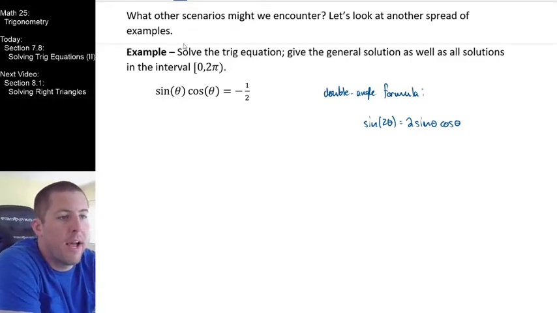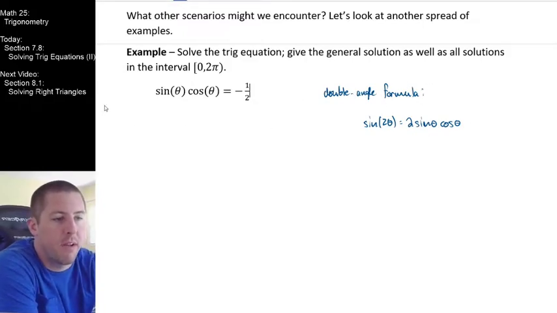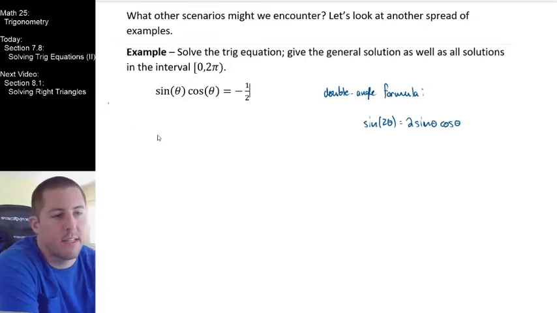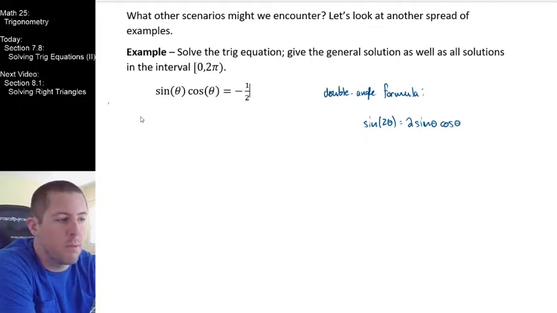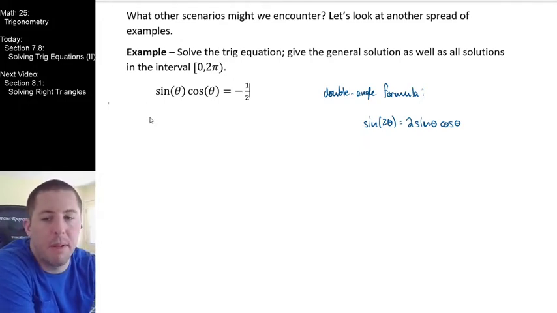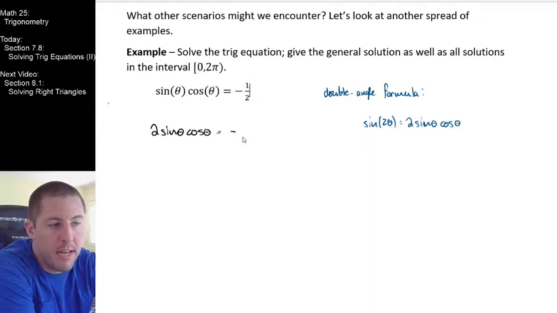So I think I'm going to go ahead and do the multiply everything by 2 way to make this agree with our double angle formula. It doesn't matter. Either way, you're going to get to the same place right here. So I'm going to multiply by 2 so that we match our double angle formula statement. So 2 sine theta cos theta equals, I'm multiplying by 2, so this is just going to be -1.